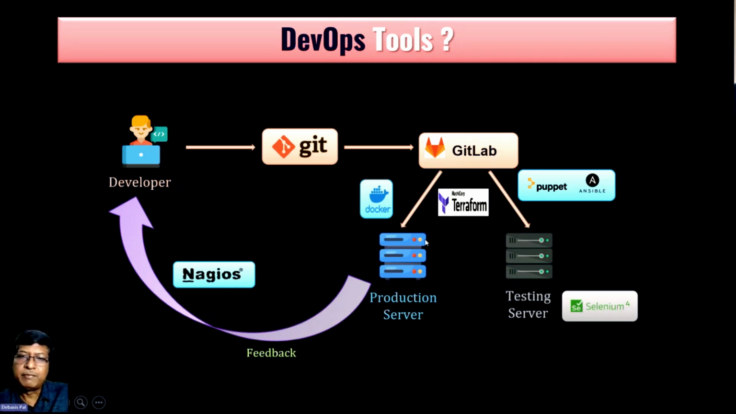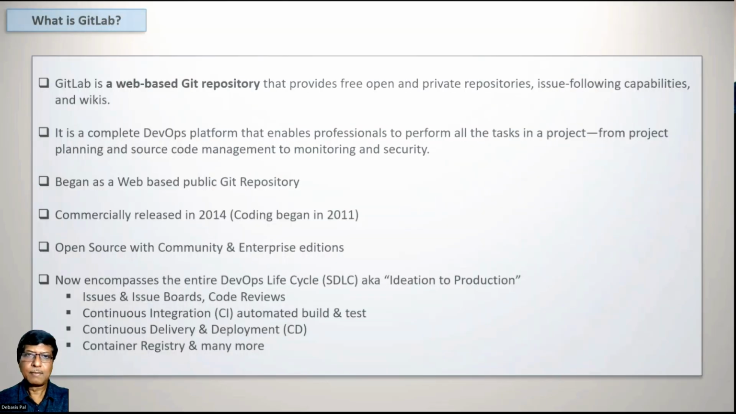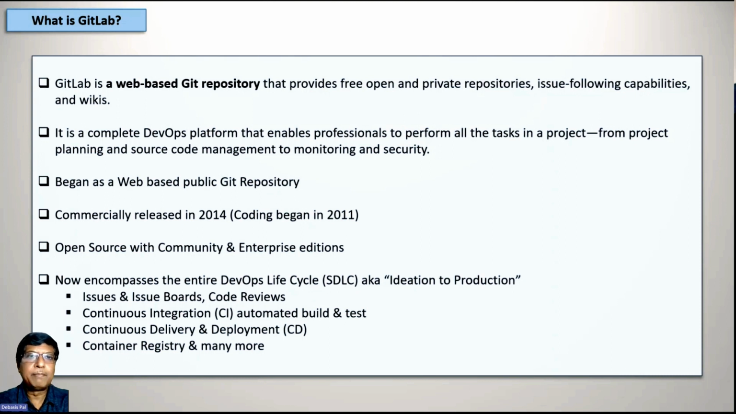Finally, if everything goes fine, there will be an approval process, and then comes the delivery, and then the deployment. So continuous integration with GitLab, continuous delivery, continuous deployment. This is called CICD. Just to begin with GitLab, I will tell you GitLab is a CICD pipeline tool, a pipeline automation tool. It is continuous integration and continuous delivery and deployment, as we were discussing earlier with DevOps. This tool is a web-based Git repository that provides free and open private repositories.